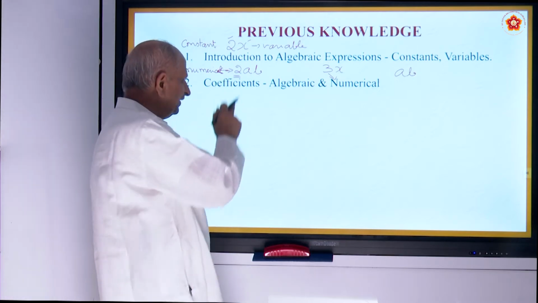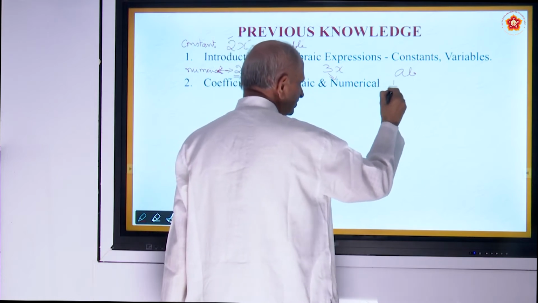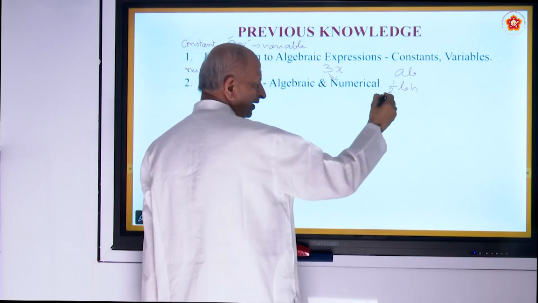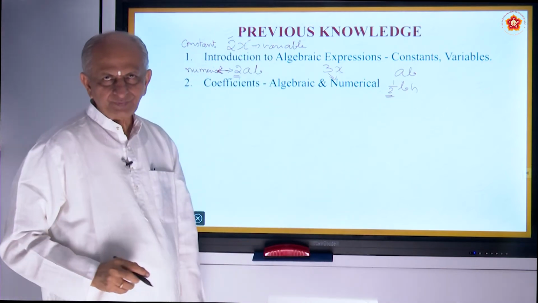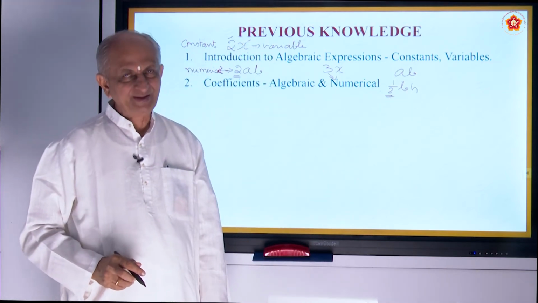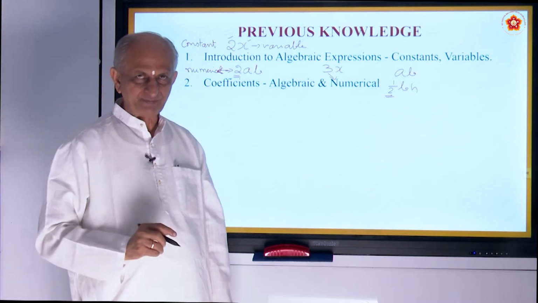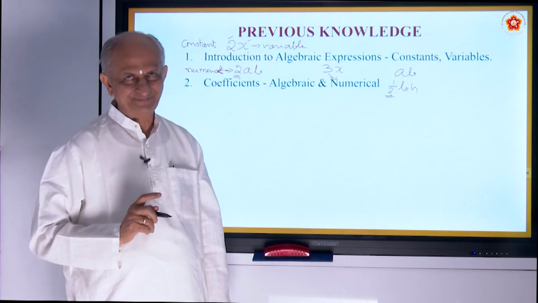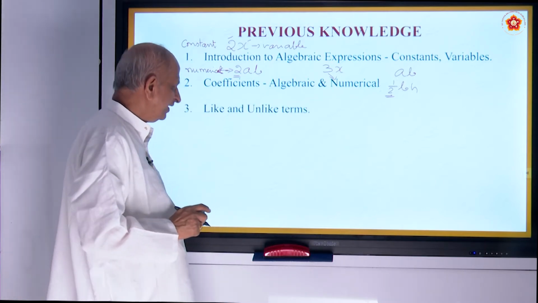And if there is a number, for example if we have half bh, here half is called the numerical coefficient of bh. What is the coefficient of b? Coefficient of b is half h. What is the coefficient of h? Half b. Correct? So this is a thing we already studied in the previous class.